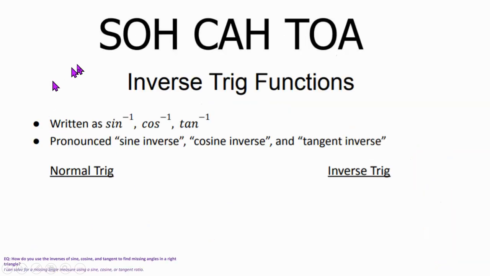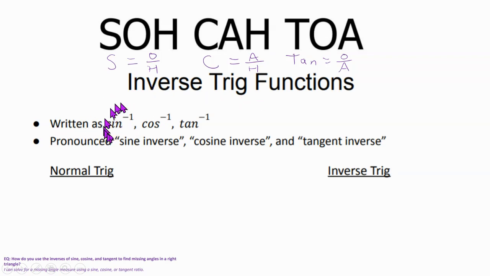All right, so remember SOHCAHTOA. So we're still using SOHCAHTOA. Remember, this is sine of your angle is equal to opposite over hypotenuse. Cosine is equal to adjacent over hypotenuse. And tangent is equal to opposite over adjacent. So hopefully you remember SOHCAHTOA. We're going to use that same kind of thing, but we're going to be doing inverse trig functions.